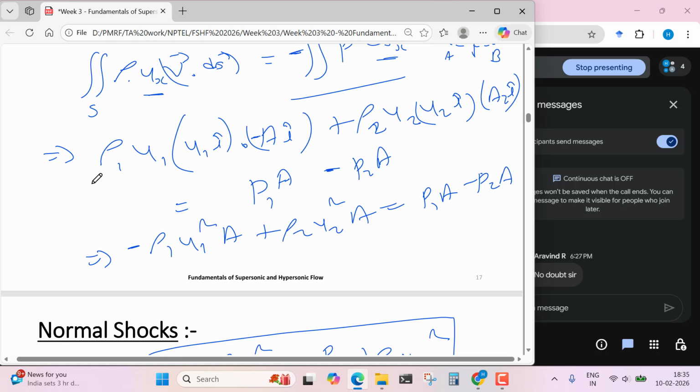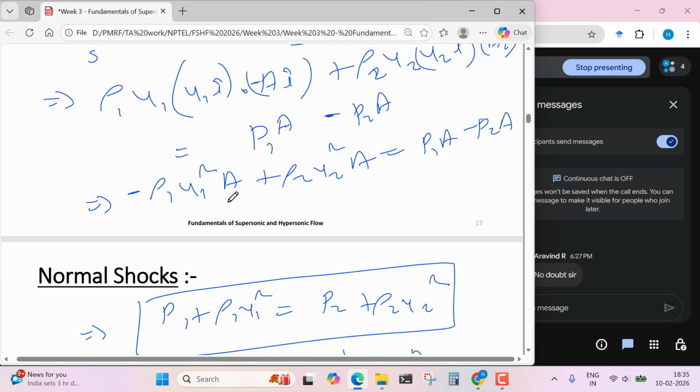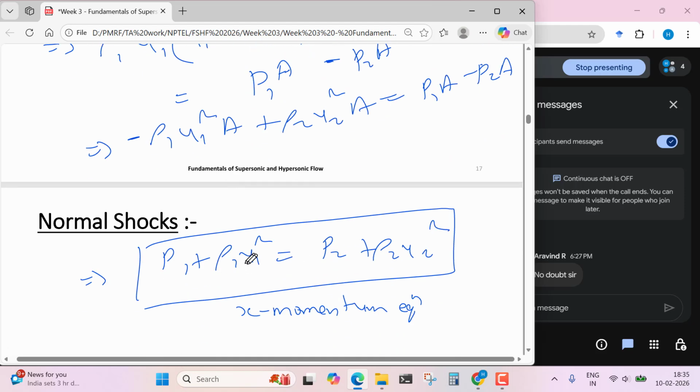So if we simplify it, it will become rho 1 U1 square A plus rho 2 U2 square A equal to P1A minus P2A. A is common everywhere, we can remove it. So we will get P1 plus rho 1 U1 square equal to P2 plus rho 2 U2 square. This is the X momentum equation.